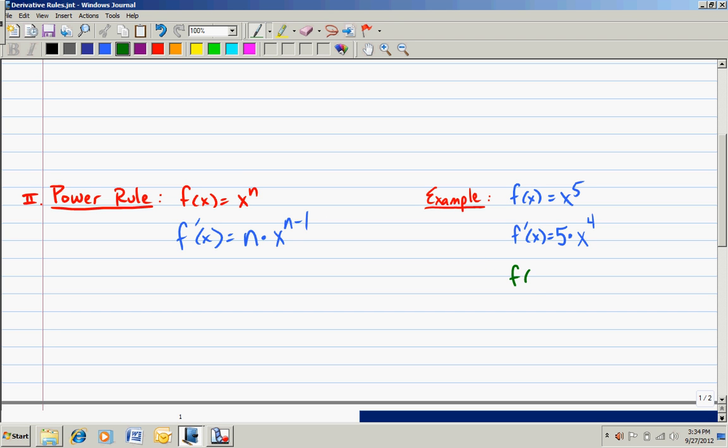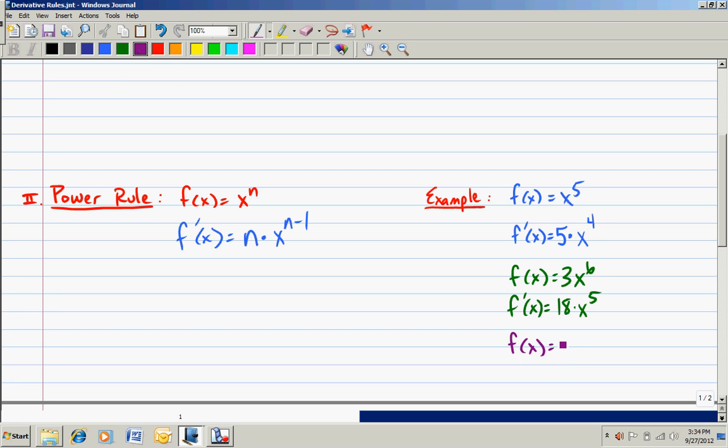Let's do another example. Let's try f of x equals 3x to the 6th. That must mean that f prime is, again, taking the exponent out front, 3 times 6 is 18, and reducing the exponent by 1, 18x to the 5th.